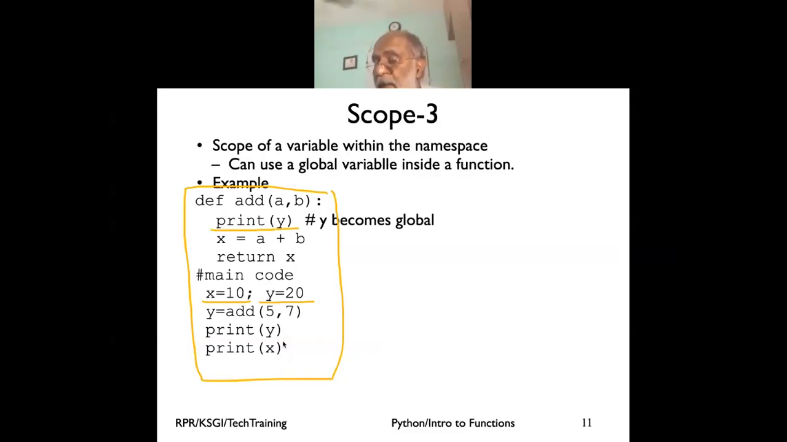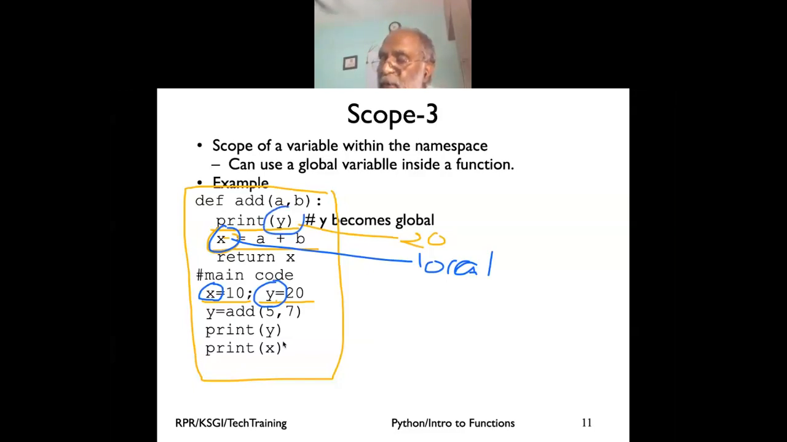I'm just using it. And because this x and y so far are available anywhere in the file, that means y is available to this function as well. So it will print 20. Now I'm saying x is equal to a plus b. The moment I'm trying to assign this variable x, it becomes a local variable. This variable x is different from this variable x. But this y is same as this y. So if I'm not assigning any value, it remains global, I can access it. The moment I assign a value, it becomes a local.